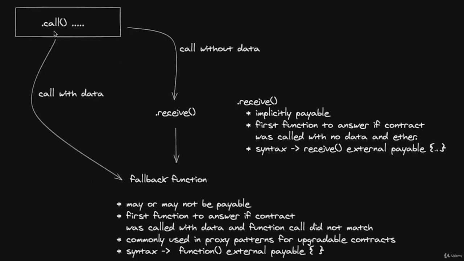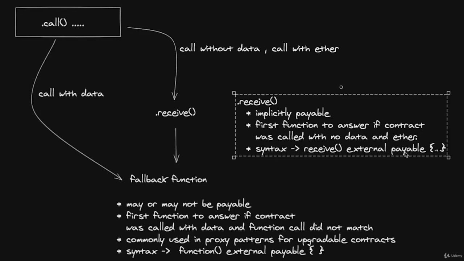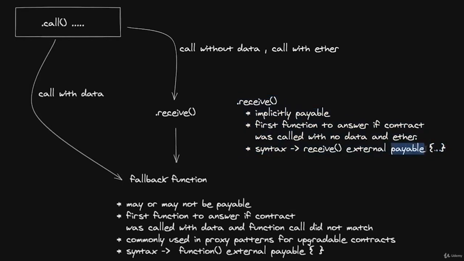So let's say someone just called our function with a low-level message, and they did not pass any data. So the first place our smart contract would go to is the receive function. This receive function is implicitly payable. It has to be payable because it's a call without data, and also it's a call with ether. This will be the first function that it will fall back to. There can only be one receive function in a contract, and the syntax for a receive function would look something like this: receive, external, and payable. So it can be called from outside and it has to be payable. That's one of the main requirements of a receive function. You cannot skip the keyword payable.